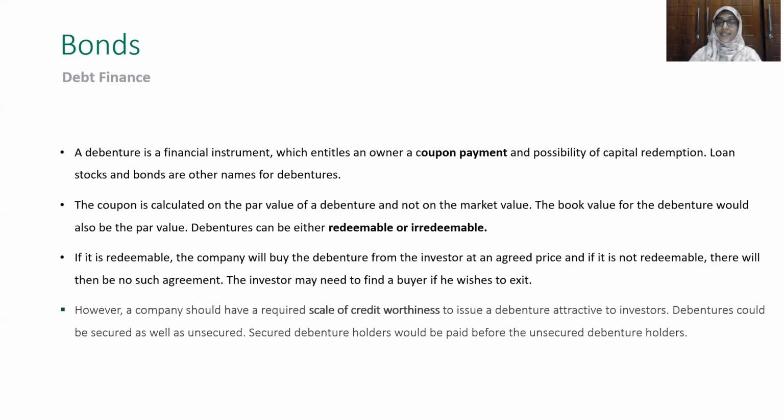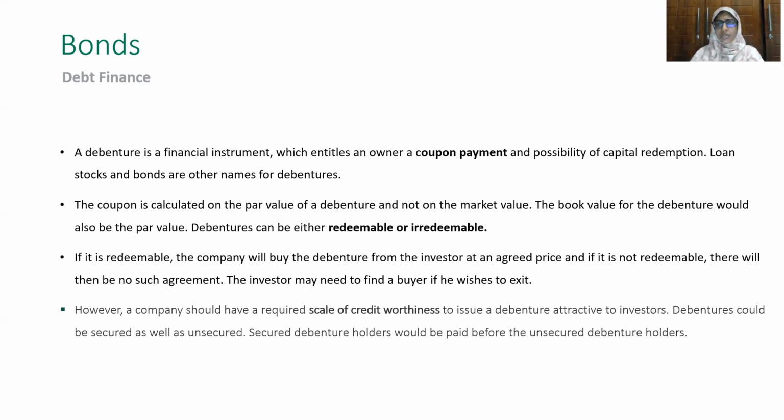So as you can see, if it is a redeemable debenture, the company will buy the debenture from the investor at an agreed price. However, if it's not redeemable, there will be no such agreement. Therefore, the investor needs to find a buyer if he wants to exit. However, a company should have a required scale of creditworthiness to issue a debenture to be attractive.